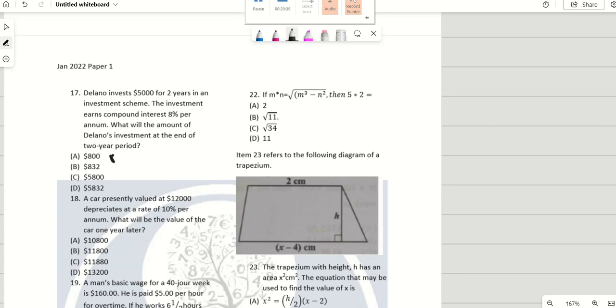So you know your amount is equal to principal multiplied by 1 plus rate, all to the power of t. This is the formula for amount, right? One, it is a compound interest. So A is equal to, what is the principal? 5,000 multiplied by 1 plus your rate, which is 8, all to the power of 2 years. So that's 5,000. Am I doing this correct?